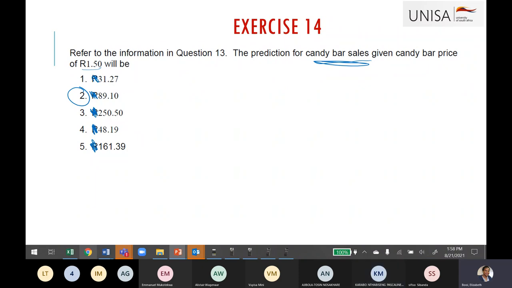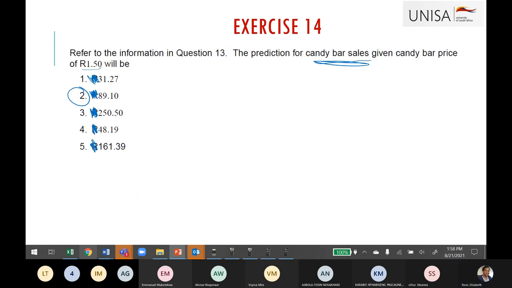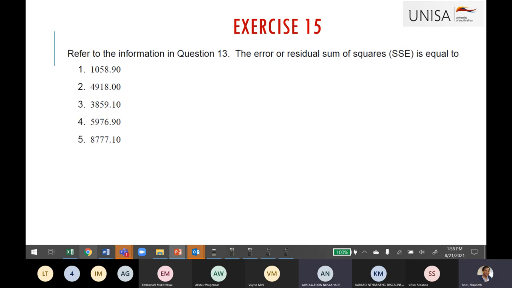Wherever I got this from, I think it was from a tutorial letter. Most of the tutorial letters have errors, so we just bear with those ones. Because it's sales, it should be an actual number, because sales are actuals, not prices. Here we are predicting the sales given that the price is that. So we've predicted that it's 89. In the last 2 minutes that are left, let's finish off.